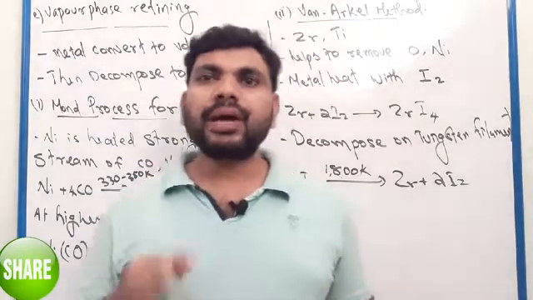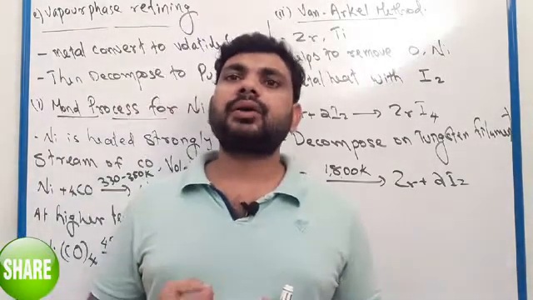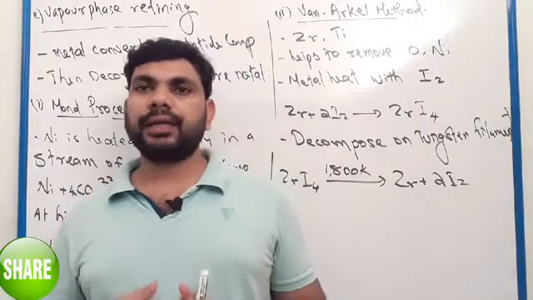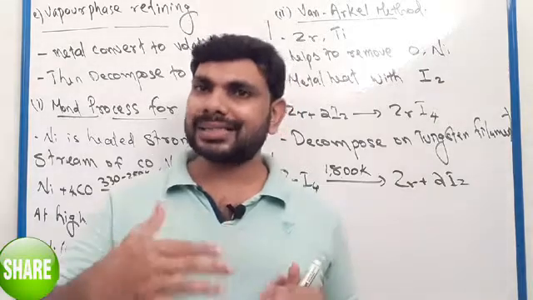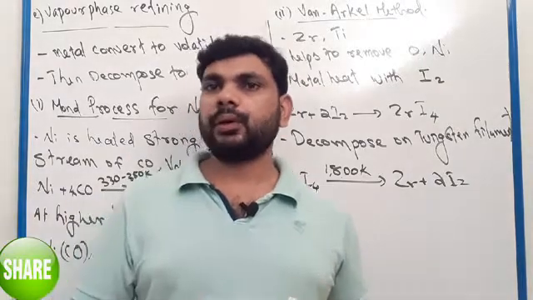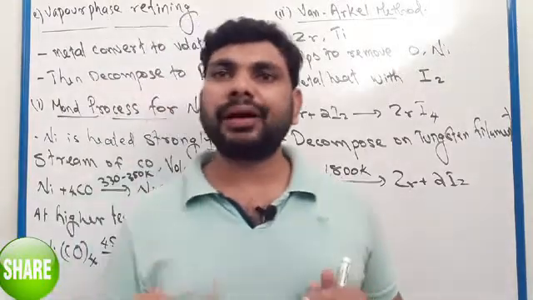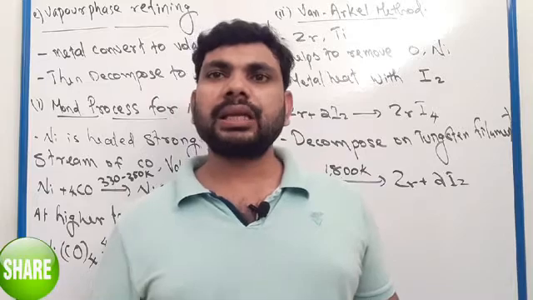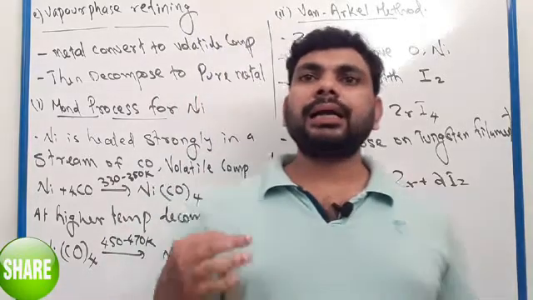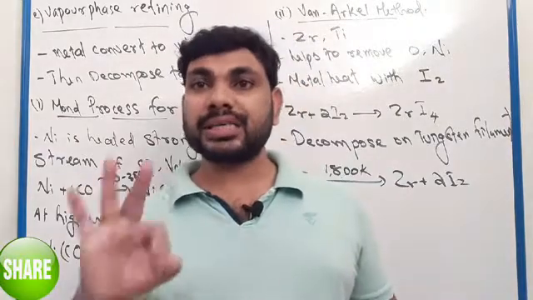Okay, next we have to discuss the 4th method, called vapor phase refining. In vapor phase refining, again there are 2 methods. Here we already discussed 3 methods for refining of metal: distillation, liquefaction, zone refining, and electrolytic refining. We discussed 4 methods.